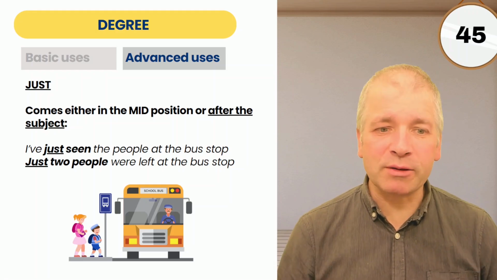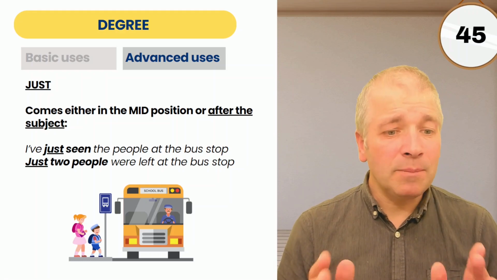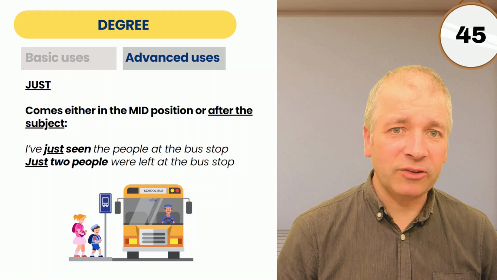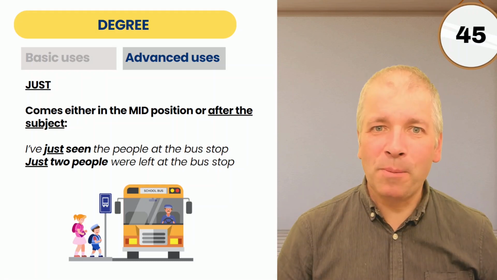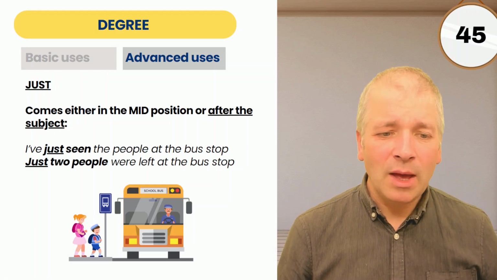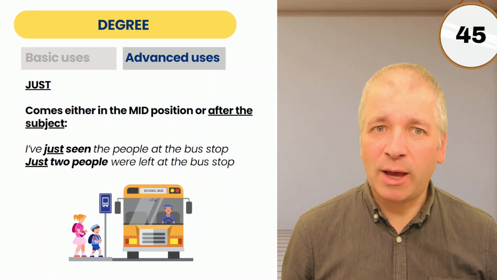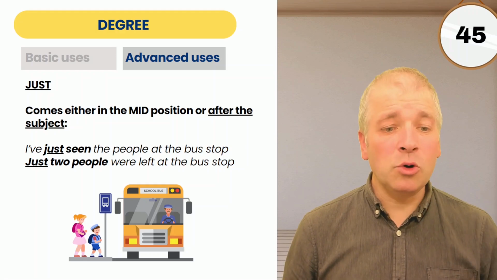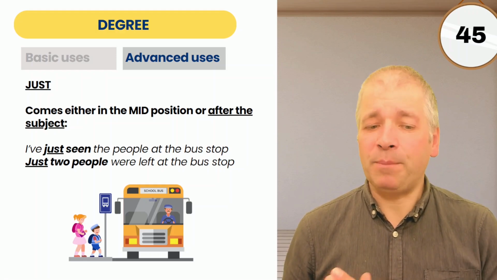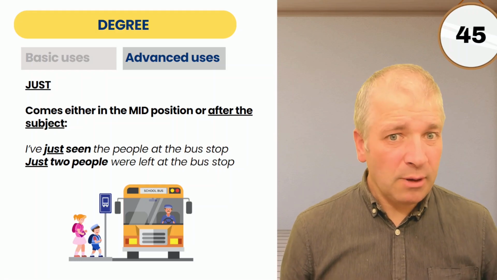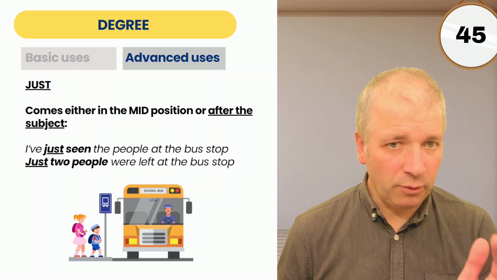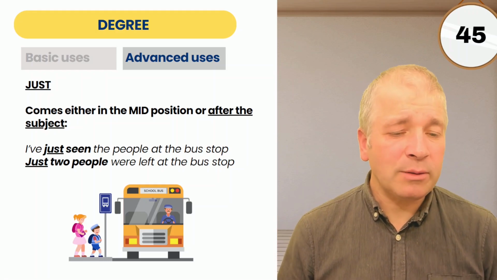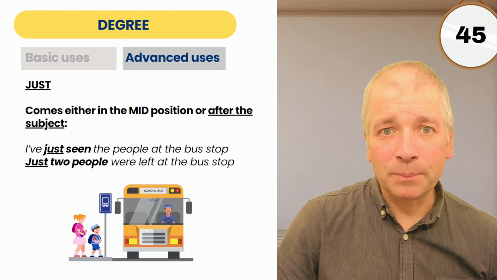Firstly, with just. Just comes either in the mid position or it can come after the subject. Here's a bus at a bus stop picking up some people. And if you're looking at this scene, you could say the following. I've just seen the people at the bus stop. Just 2 people were left at the bus stop. In the first example, we have the mid position between the auxiliary have and the main verb seen. And in the second example, just comes before the subject 2 people.